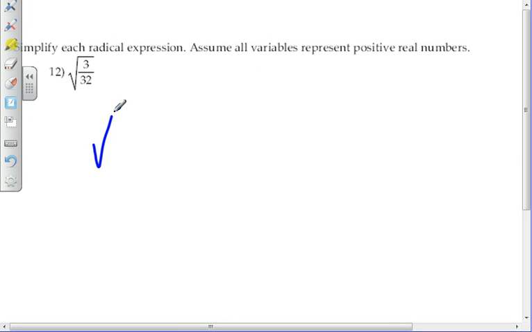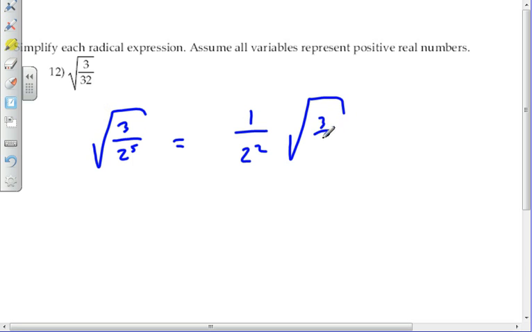Well, we could say that this is 3 divided by 2 to the 5th, right? And then we could say that this is 1 over 2 squared, square root of 3 over 2. And we could say that's the square root of 6 over 2, square root of 6 over 32. So we could do that maybe. Over 8? 6 over 8. But we probably wouldn't.